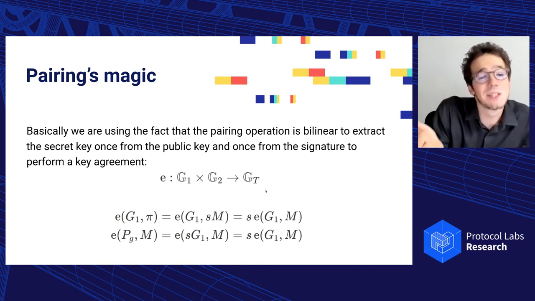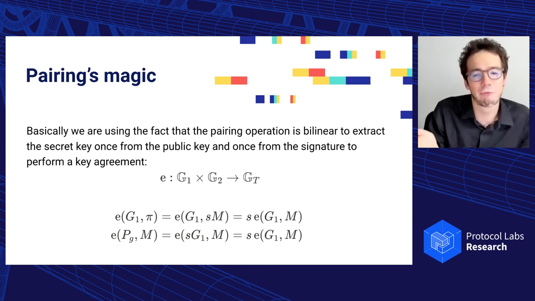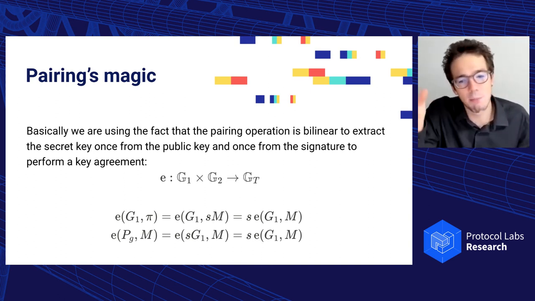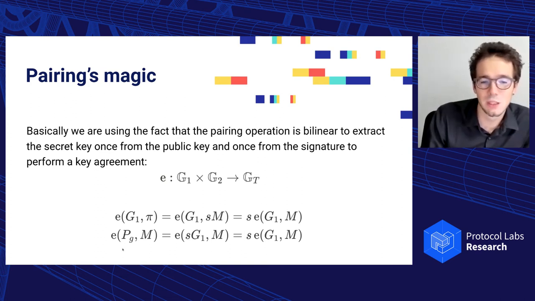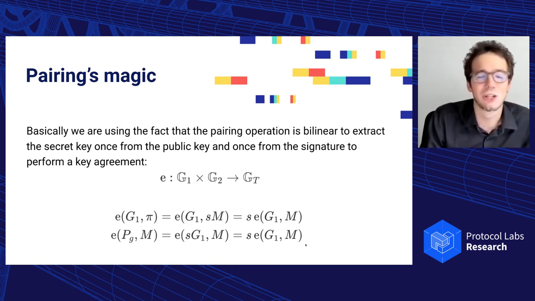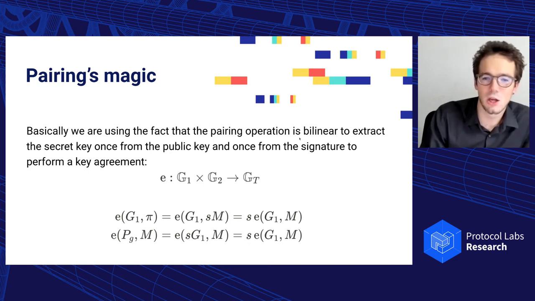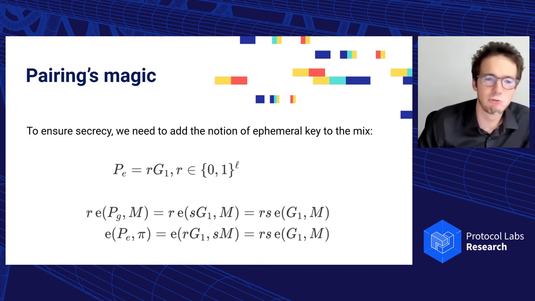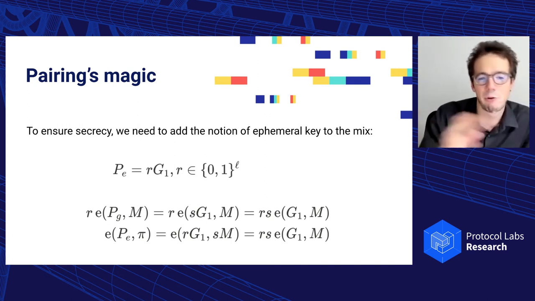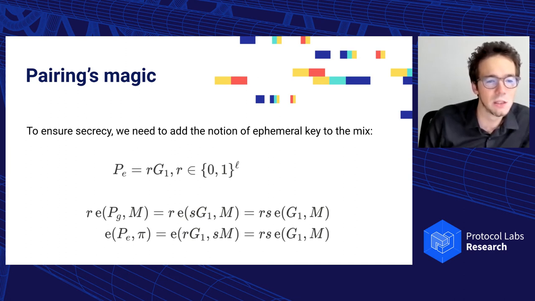But that is really nice because it also looks a lot like a key agreement. So it means we can agree on some common key easily. The problem being, anybody can easily compute the pairing of the public key together with a message and get your shared secret. So you cannot use that directly to obtain a shared secret. You need some extra steps. And to ensure secrecy, we will need to add the notion of an ephemeral key to the mix. So we will have a random value R. We will compute its ephemeral public key, PE.